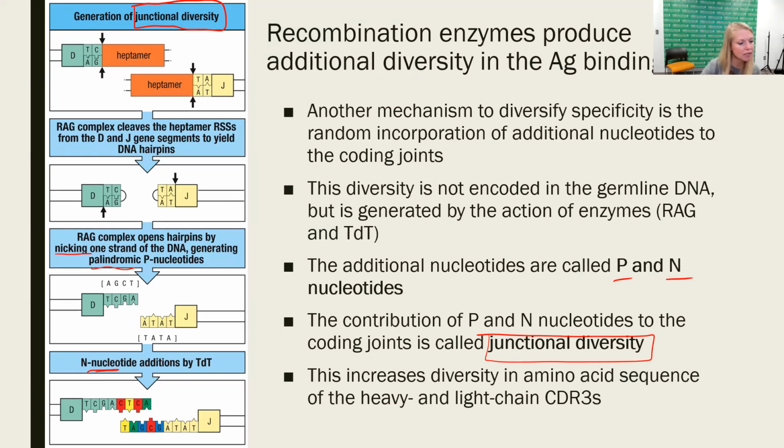Let's see here. What did I miss on this one? Oh, TdT. That's an enzyme that's going to be doing some of that work. Okay, so you have somatic recombination, which is going to be one level of diversity. And then you have junctional diversity, which adds in additional nucleotides before transcription. Okay, not translation.